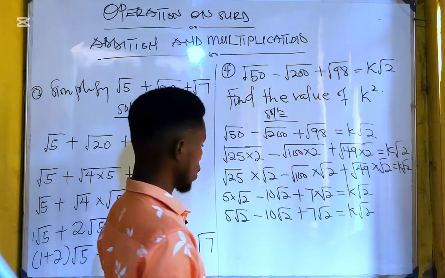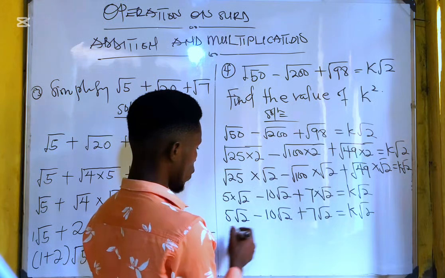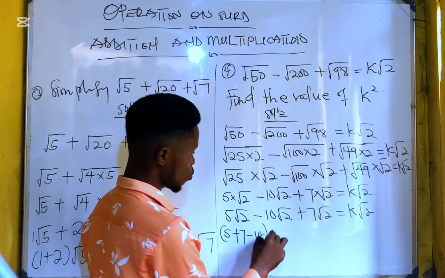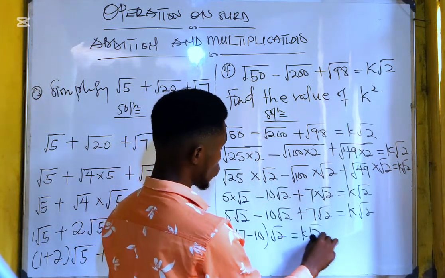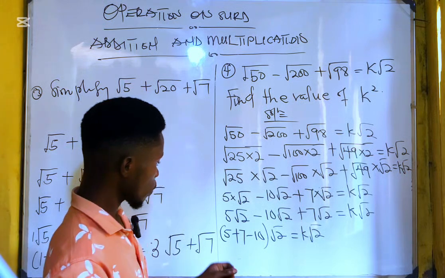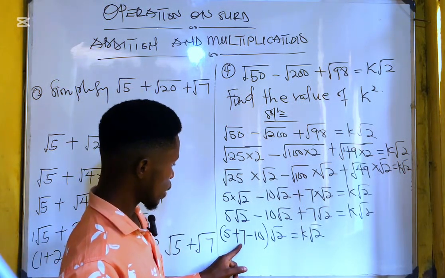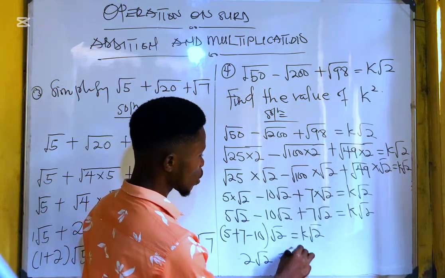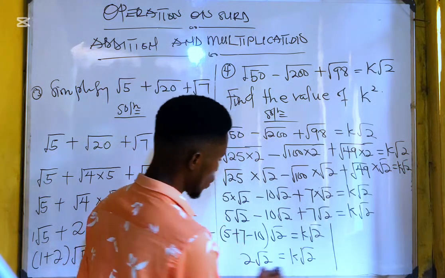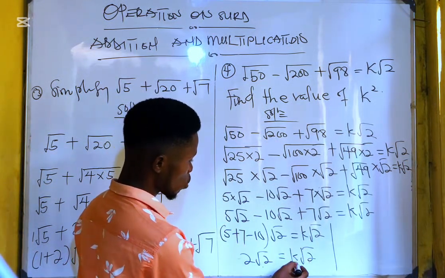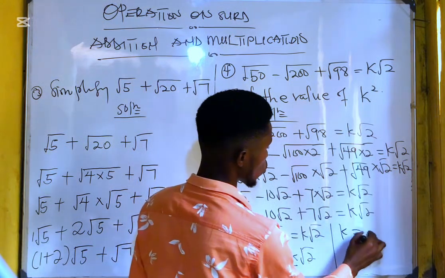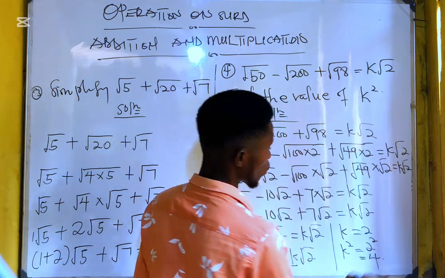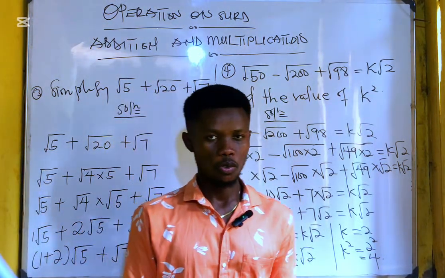So we can add and what? Subtract. So first, let's add 5 plus 7. You're going to have 5 plus 7 minus 10 root 2 equals k root 2. So looking at this one, 5 plus 7 is 12, minus 10 is 2. So here gives you 2 root 2 equals k root 2. So by comparison, you realize that here is root 2, here is root 2. So it means that k will be what? 2. So k is equal to 2. So k squared will be what? 2 squared, which will be equal to what? 4. Therefore, k squared is 4. Very good.